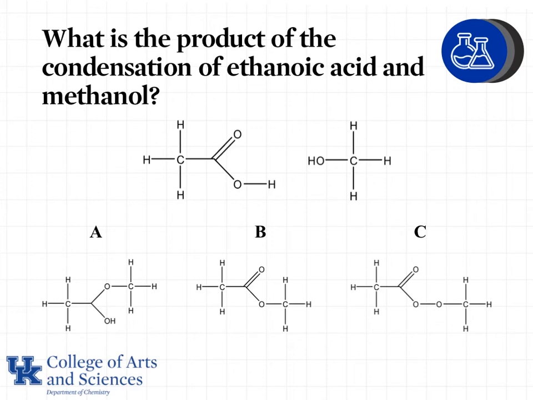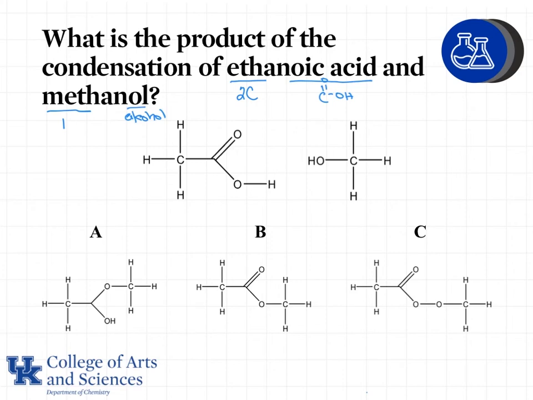What is the product of the condensation of ethanoic acid and methanol? Even if you don't know what these names mean, there are a few things that can give you a clue to know which molecule is which. This tells us we have eth in there, which tells us we have 2 carbons. The oic acid tells us we're dealing with the carboxylic acid, so we have to have a C double bond O, OH. Methanol, the meth tells us 1, and the OL tells us that we're dealing with an alcohol.